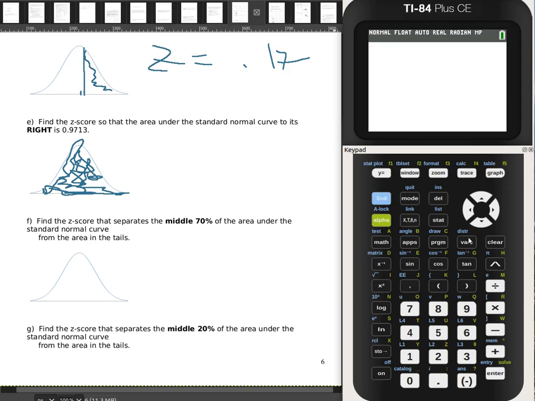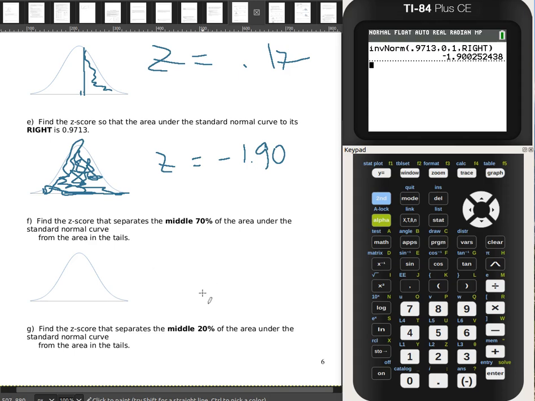So why don't we go to inverse normal so that we can find the z-score. The area is 0.9713. And that tail is on the right. And the z-score, it's almost 2 standard deviations less than the mean, but not quite, because it is only negative 1.90 standard deviations less than the mean.